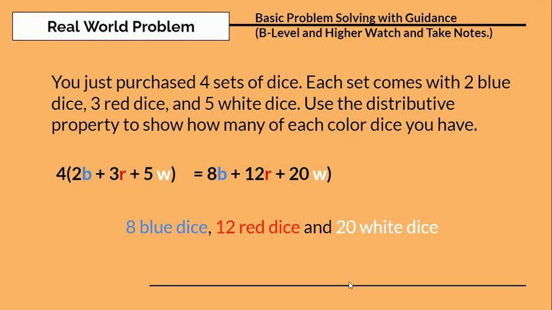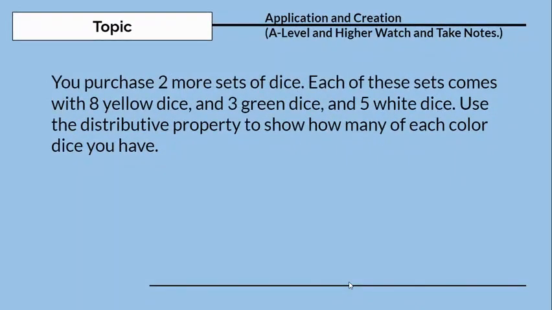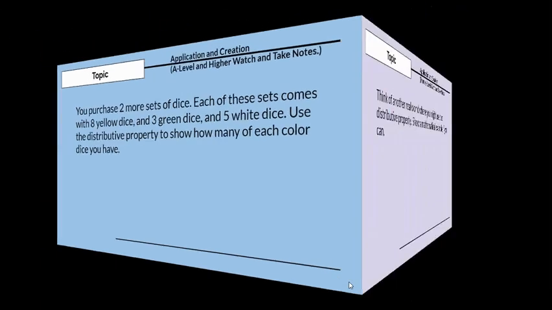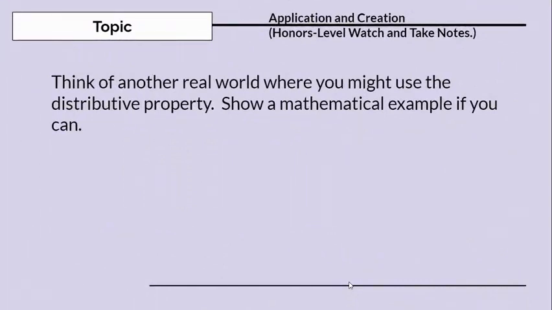Okay, moving on to the A level, you are going to try it by yourself. So use your model from the B question and see if you can figure out this A level question. And then when you finish that one, honors, see if you can think of a real world example where you might use a distributive property. And once you think of it, show it mathematically for me. So you can write down your scenario and show it mathematically.